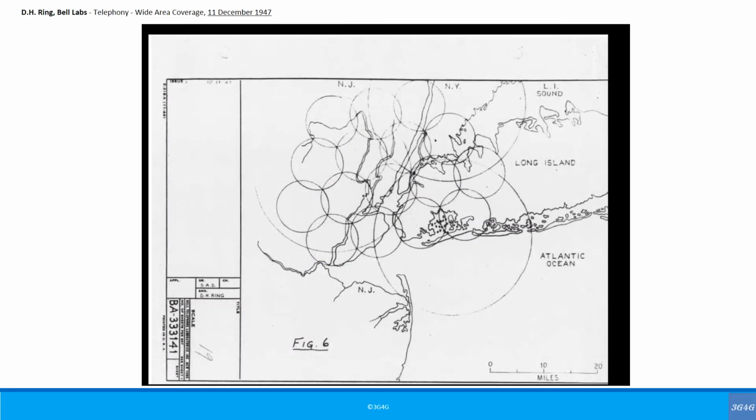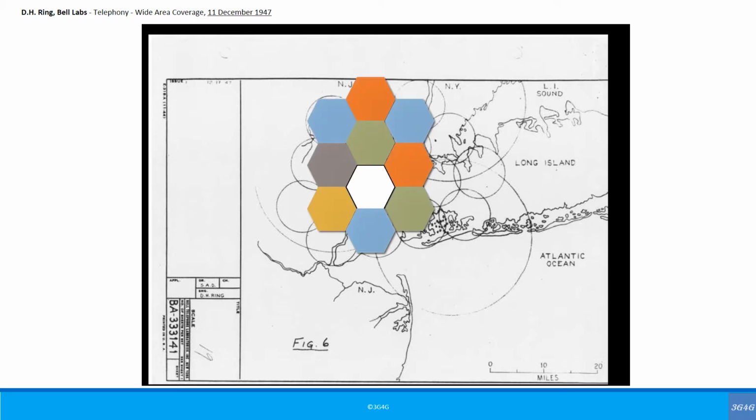In December 1947, Douglas Ring proposed a structure for mobile cellular systems. The map here, which you can see, is from Long Island, which is in New York in the US. What he proposed is that the area can be divided into small circles, or areas where you can install an antenna, and it can provide coverage to an area which is shown in the circle, and this laid the foundation of the cellular system.